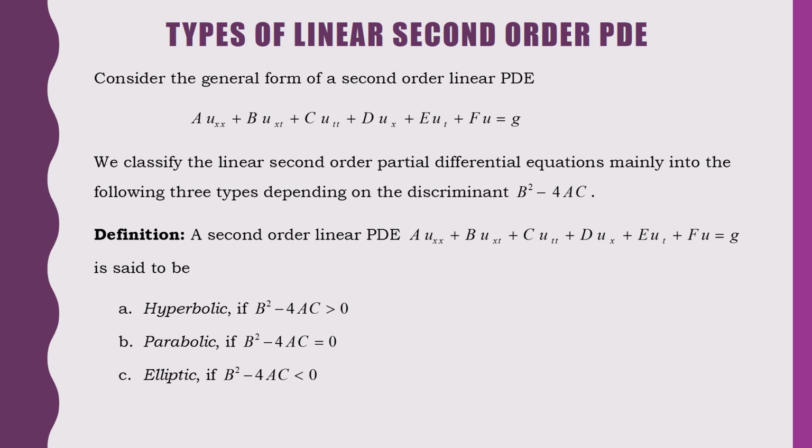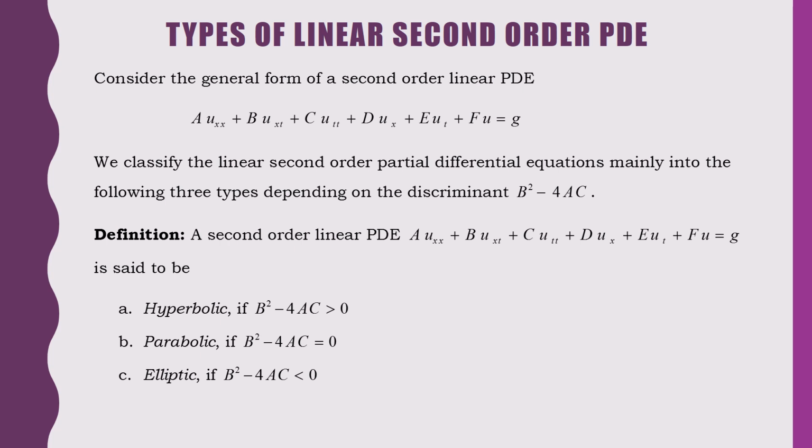We say that a second order linear PDE A u_xx plus B u_xt plus C u_tt plus D u_x plus E u_t plus F u equals 0 is a parabolic linear equation if the discriminant b square minus 4ac equals 0.